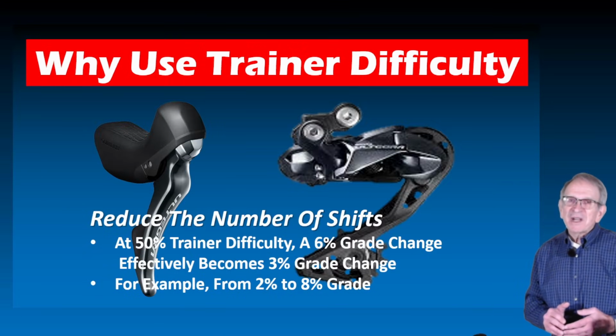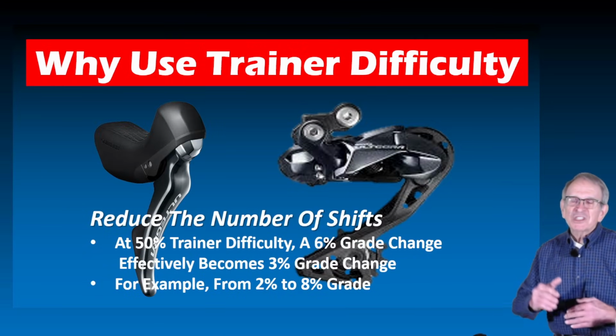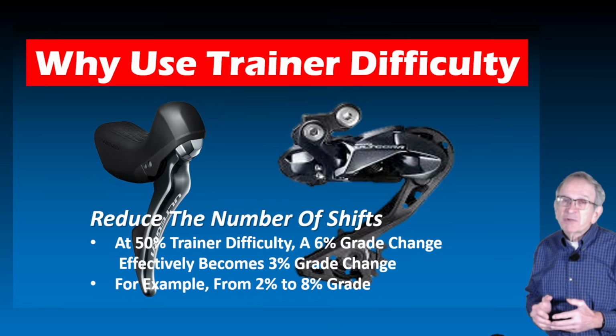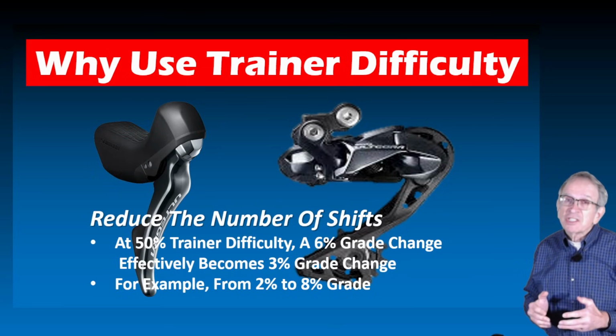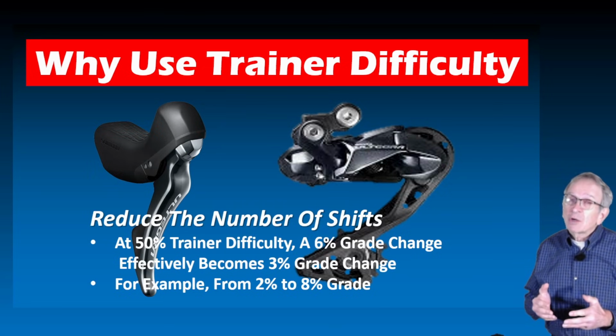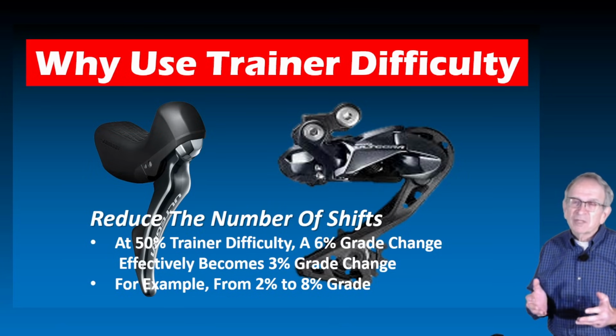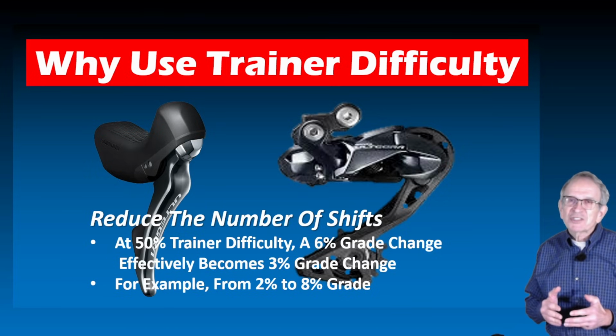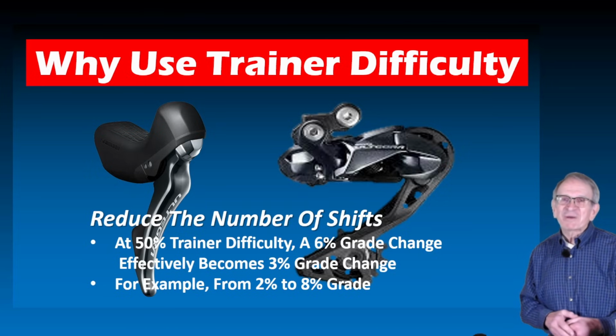And by reducing the gradient, you also reduce the change in gradients. So at 50% trainer difficulty, a 6% change in grade effectively only becomes a 3% change in grade. And you reduce the number of shifts, or you may not even have to do any shifts to accommodate that grade change. It makes for a more relaxing ride.